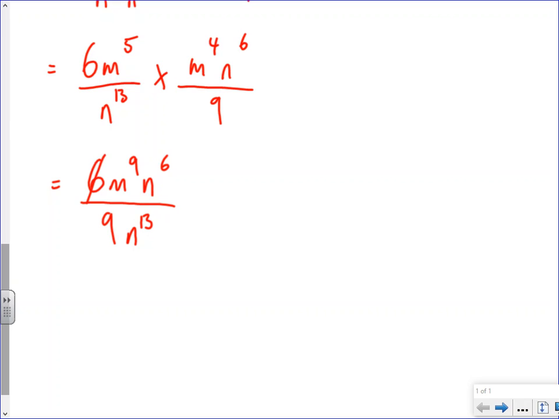And once we cancel out, that becomes 2, that becomes 3, and we have 6 n's on the top, 13 n's on the bottom. So they all cancel out, and that turns into 7, leaving us with 2 m to the power of 9 over 3 m to the power of 7. And that's our answer for that one.